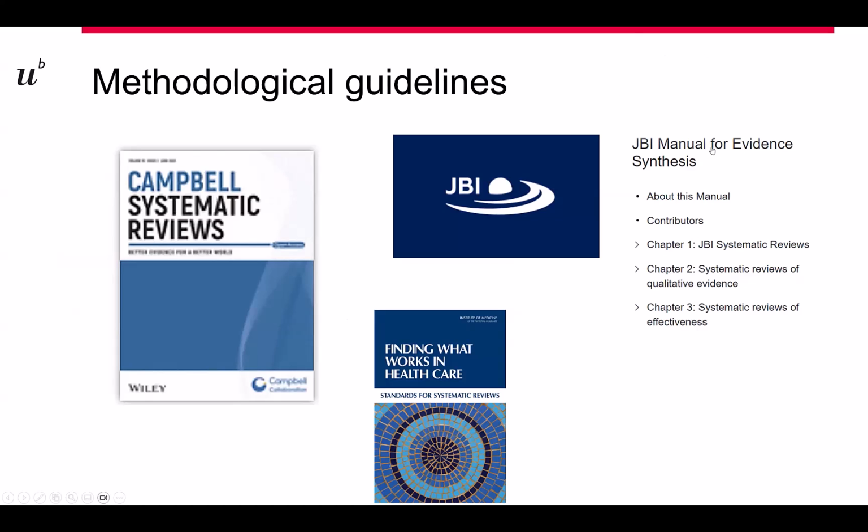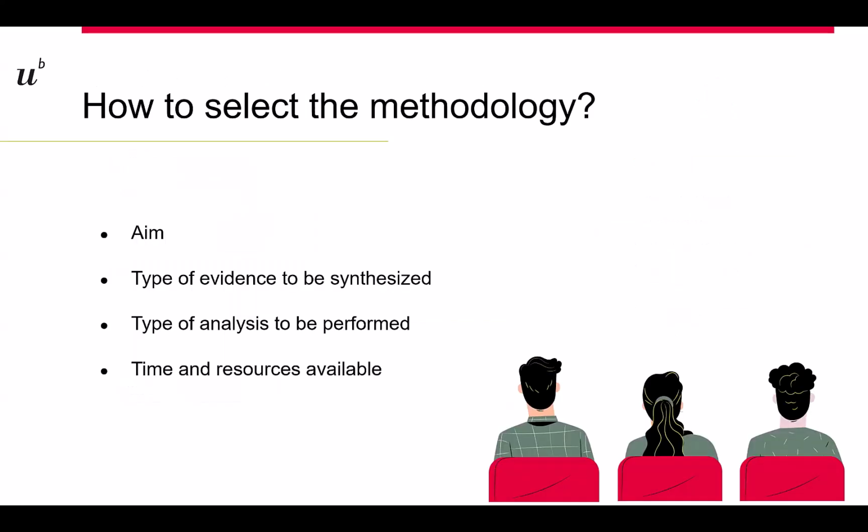In the case of the non-systematic reviews, for example, scoping reviews, the Joanna Briggs Institute provides guidance in the development of scoping reviews. So as I mentioned, at this point the important thing is how can I select the right methodology or type of review for my work? The first thing that you have to keep in mind is the aim or question that you are trying to address. And second is the evidence you need to synthesize.